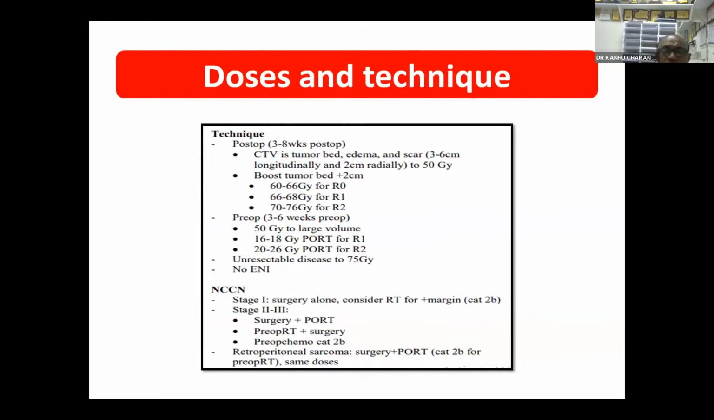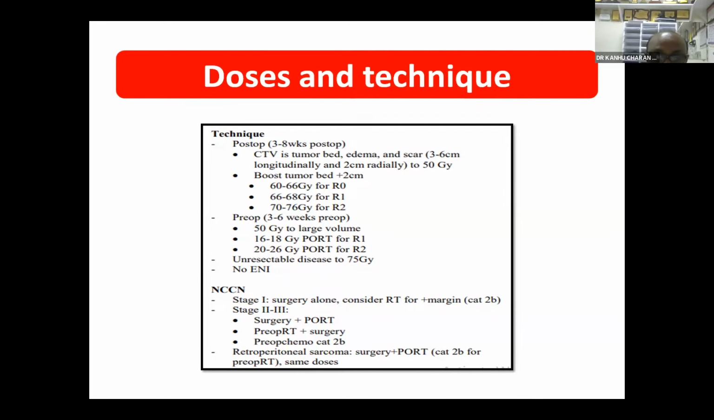What dose should you give? CTV should be the tumor bed, edema, and scar. 50 gray, and give around 66 gray to R0, 62 to 68 gray to R1, 70 to 76 gray to R2. If you are going for the pre-op setting, then you go for 50 gray only, with 16 to 20 gray boost depending on the R1 and R2 resection. If it is not resectable, you can go up to an extreme of 75 gray depending upon your OAR acceptability.